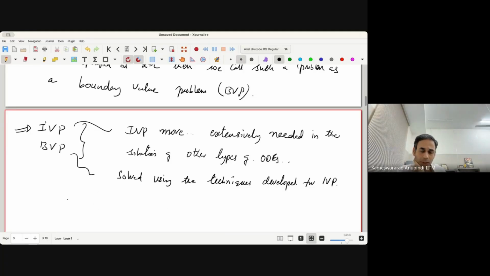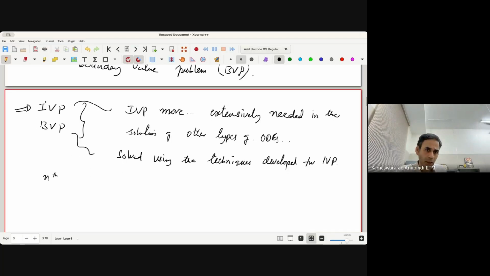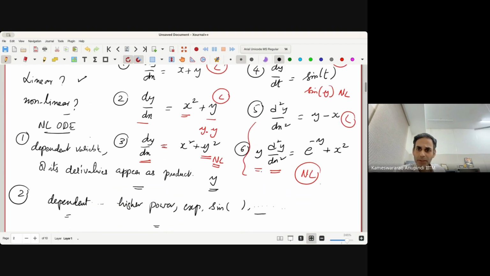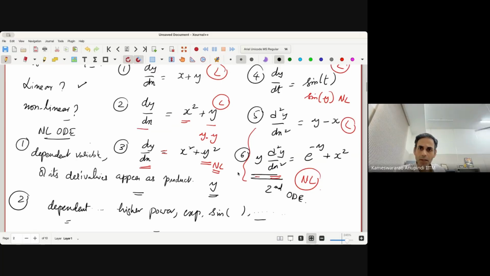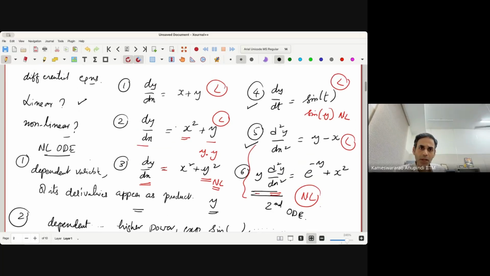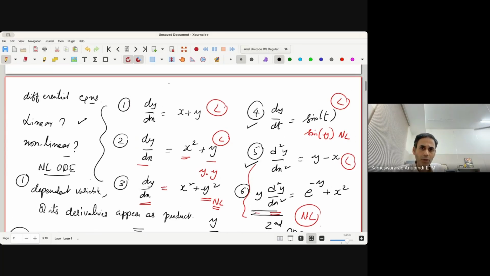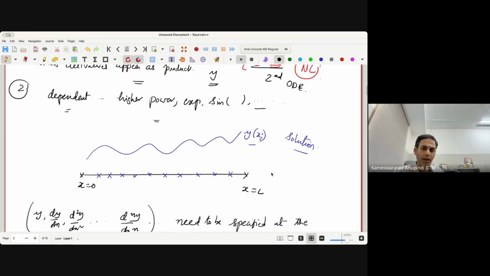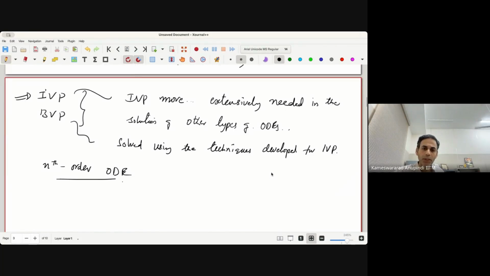Now, coming to the differential equation, we said we are dealing with an nth order ordinary differential equation. If we go back to our examples, this is a second order ordinary differential equation, and so is this one, and this is a first order ODE, and all these are first order ODEs, because the highest order that appears is only dy dx or dy dt. These are all second order ODEs and so on. Similarly, you can have many other higher order ODEs.